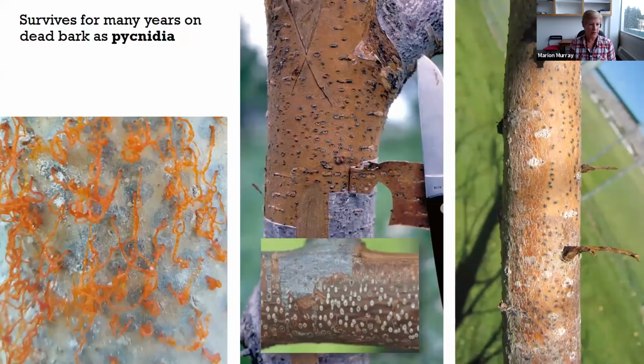But with wet weather, rain, or irrigation on the bark will then stimulate those pycnidia to form spores, and they often come off in these orange tendrils. And then wind-driven rain will deliver those spores throughout the tree or to other places, and that can happen year-round.